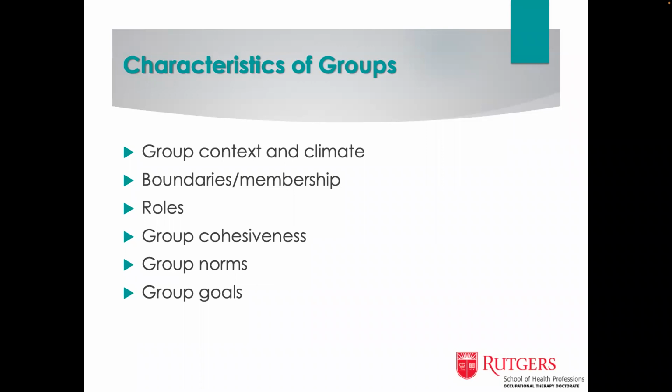Typically in groups we also want to make sure that we're setting boundaries, right? So things that are accepted, things that are not accepted. There's also usually some type of membership in order to be in a group. Whether that is paying dues, or an expectation that you come a certain number of times a week, there's some type of membership that includes you in the group. Within the group, there's also roles, just like there is for individuals. Everybody has a specific role in the group. There should be group cohesiveness, otherwise the group may not be as successful as we are hoping it will be. There's also group norms and group goals.